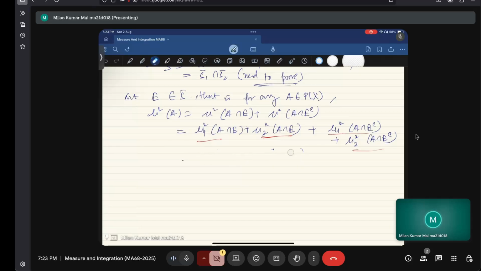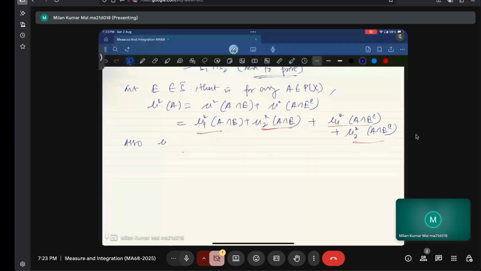Okay, so no, I'm not writing this one. So this is what we have. Now the fact is that what I have to prove is that A is measurable with respect to the outer measure. That means, and also this mu star A is, by definition, mu1 star A plus mu2 star A.